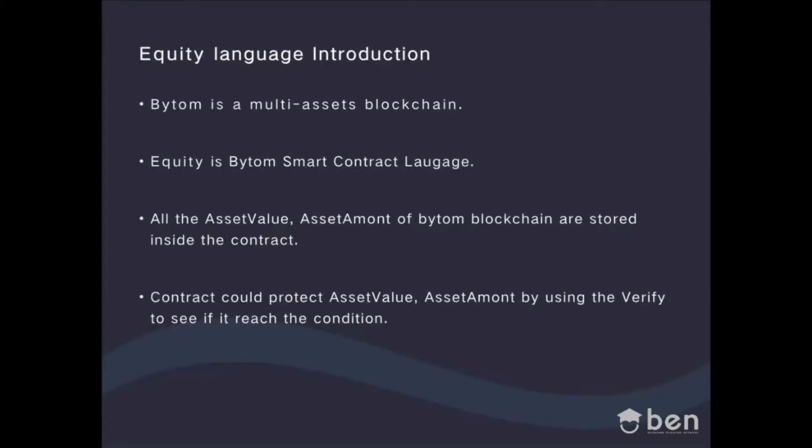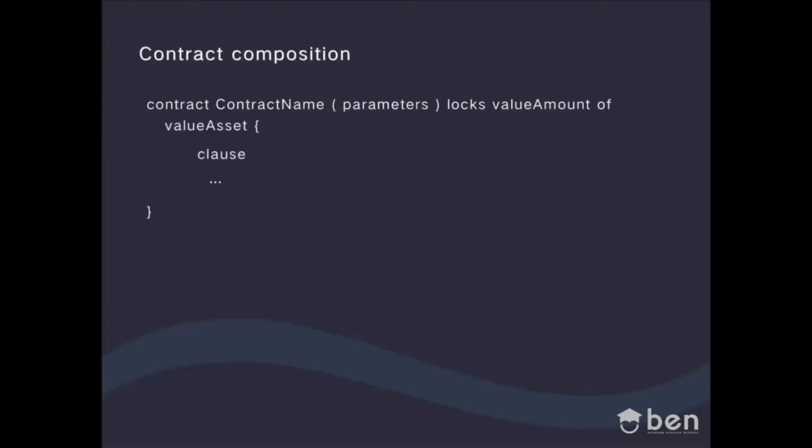How to write a smart contract. The contract composition: a smart contract normally begins with the word contract, followed by the contract name, which you can define on your own. This is the identifier. Inside you put a parameter. It must have at least one parameter to write the smart contract. It can be one or multiple parameters, as many as you want.